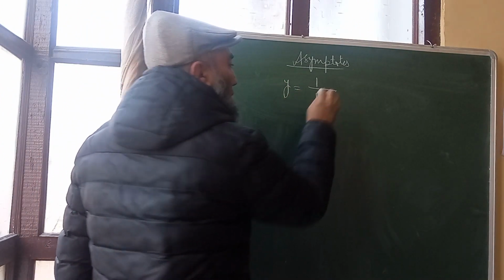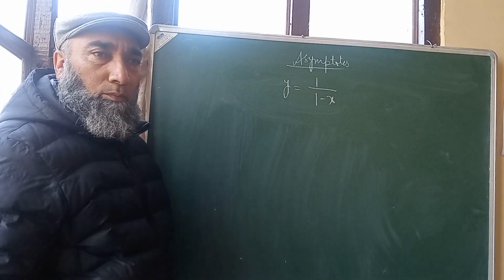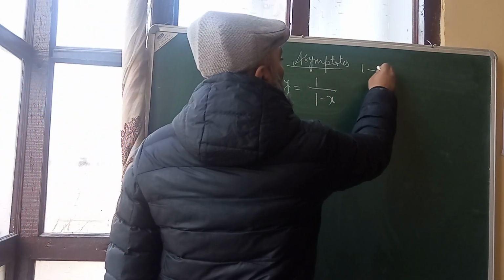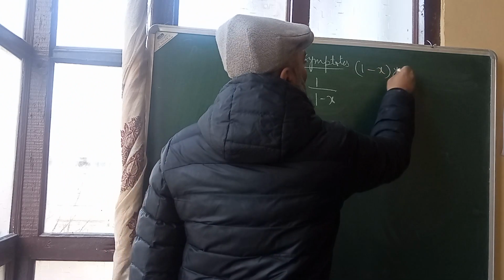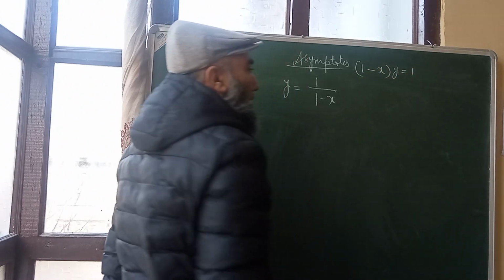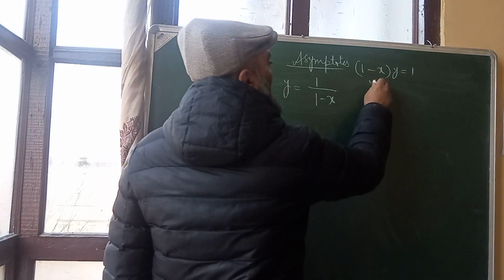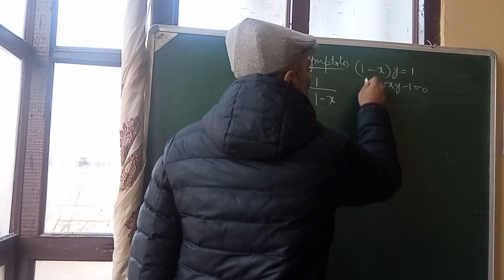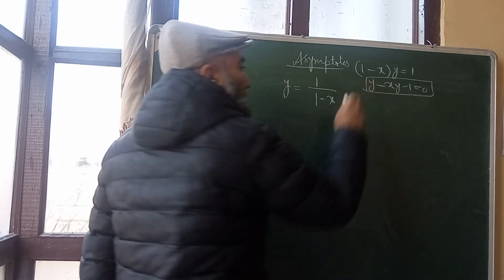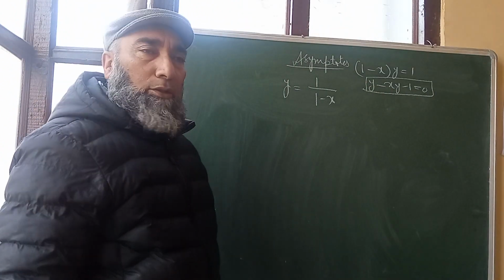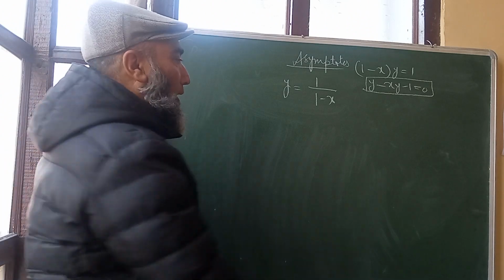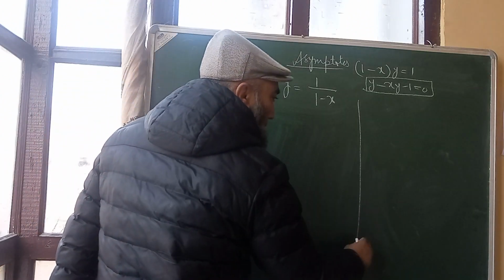y equals 1 upon 1 minus x. This is the curve actually. (1 minus x) times y equals 1, or y minus xy minus 1 is equal to 0. Now, if I would like to have a graph of this curve, what will be the graph of this curve?